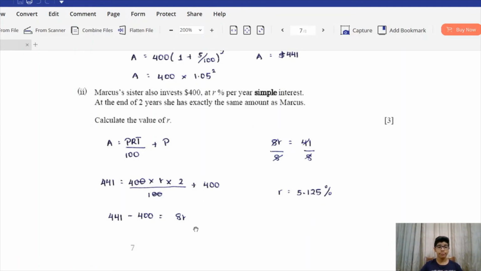Collect like terms. So 441 minus 400 is equal to 8R. 8R results from 400 times R times 2, which is 800R over 100. And 800 divided by 100 is 8, so 8R. So 8R is equal to 41. Divide both sides by 8 and we should get that R is 41 divided by 8, which is 5.125%. That's the value of R.